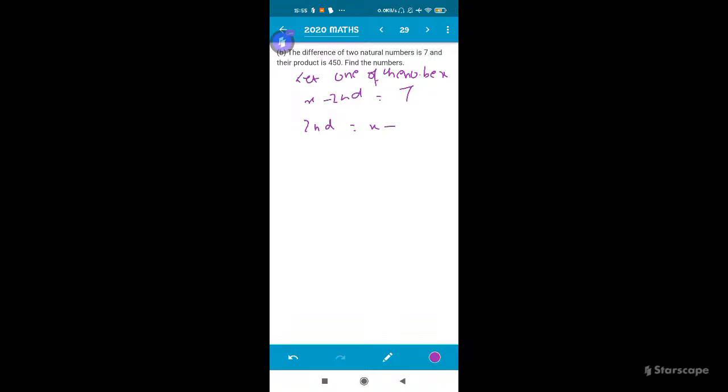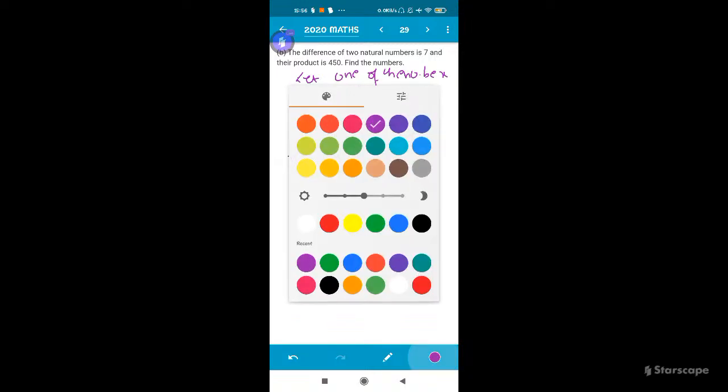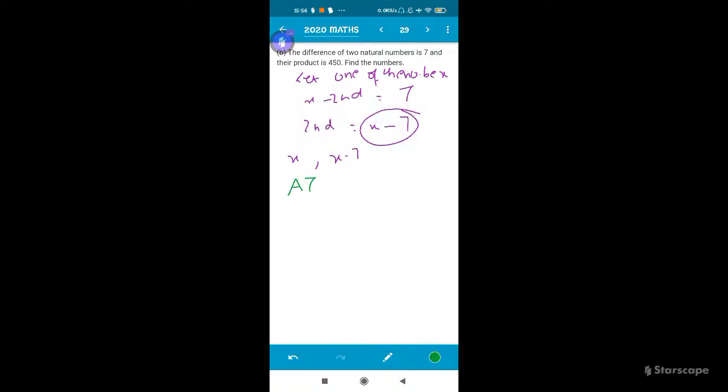Let one of the numbers be x. The difference of two natural numbers is 7. That means x minus the second number will be equal to 7. So the second number will be equal to x minus 7. Our numbers come up to x and x minus 7, and their product is given as 450. So according to the question, x into x minus 7 is 450. A very simple calculation. x square minus 7x minus 450 equals 0.